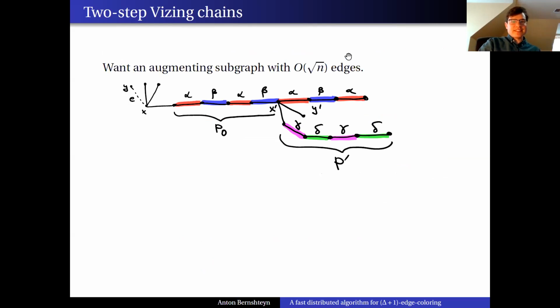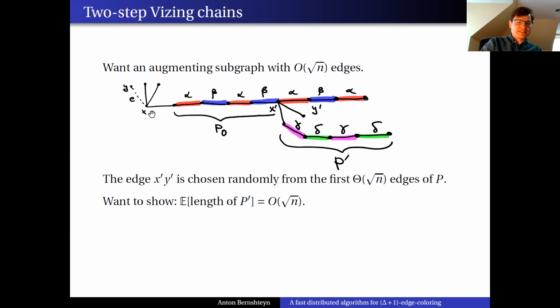So we want to get an augmenting subgraph with square root of n edges using this two-step Vizing chain construction. So of course this initial part, we're going to truncate the path so that this initial part is of length at most square root of n. So this edge x prime y prime, let's choose it randomly among the first square root of n edges of this path. And now we want to show that the expected length of the path p prime is still less than big O of square root of n. Then we would be done, because then this part is square root n and this part is square root n with positive probability.